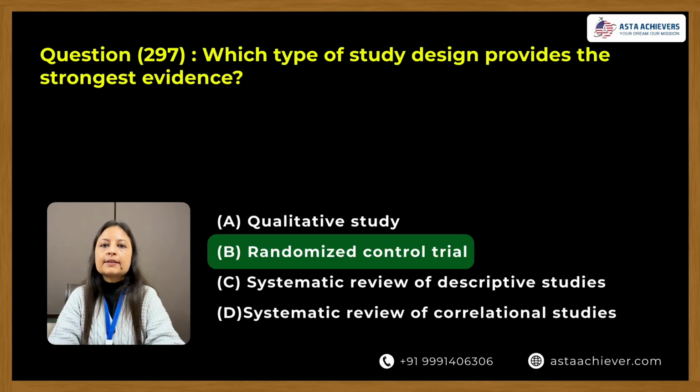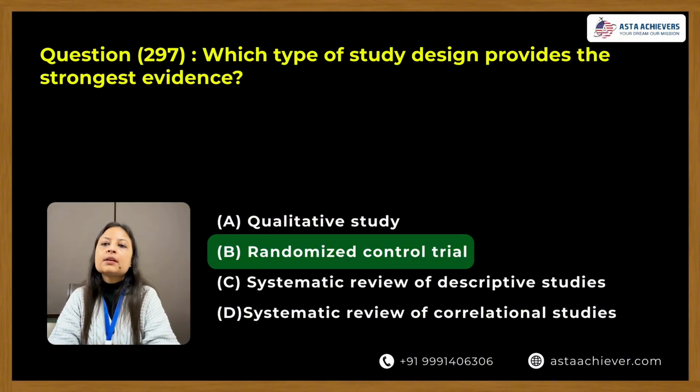Question number 297. Which type of study design provides the strongest evidence? Option A, qualitative study. Option B, randomized control trial. Option C, systemic review of descriptive study. And option D, systemic review of correlational study.